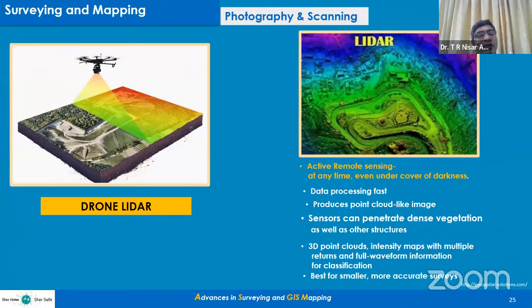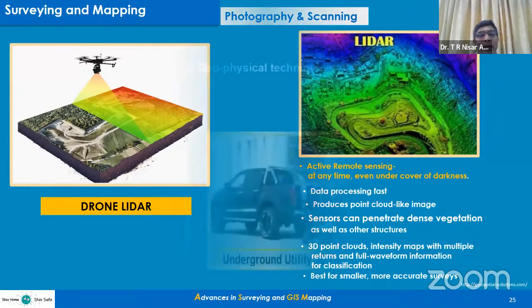Another term we use with drones is drone LiDAR. On the drones, the LiDAR sensor is mounted, which will take data at any time. The 3D point cloud data is then visible. With that, the best resolution of the images can be obtained. And these are specifically suitable for smaller areas.